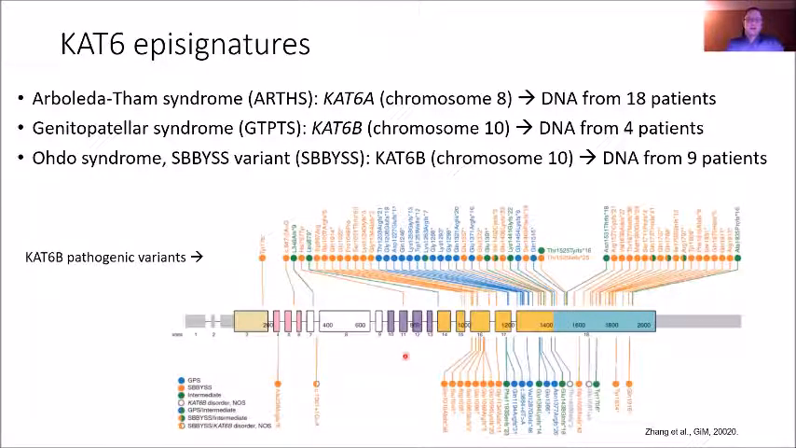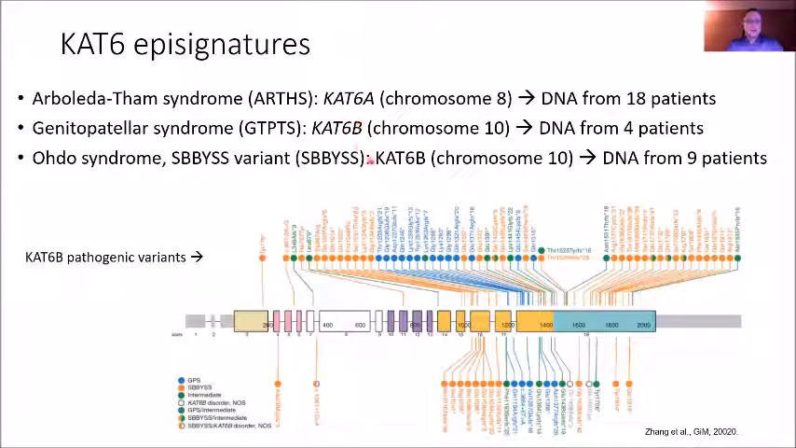So we have identified several CAT6-related episignatures. We have a signature for the ARTHS syndrome caused by variants in CAT6A on chromosome 8. We've looked at this in 18 patients. For CAT6B on chromosome 10, we've looked at 4 patients who have GTPTS and 9 patients who have SBBYSS.